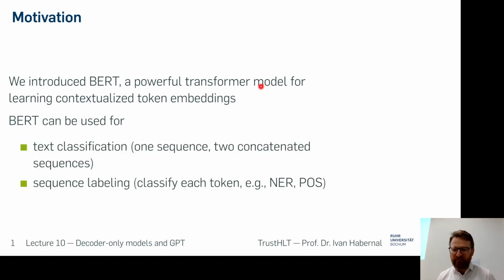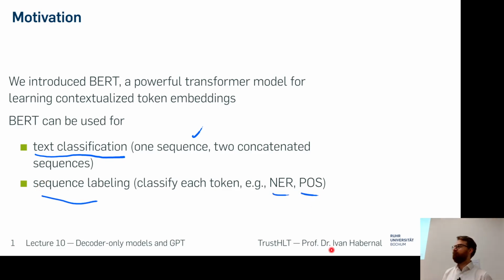So the BERT model can be used for a couple of things. We're talking about text classification. We take a sequence of tokens, text, for example movie reviews for sentiment analysis, and want to classify it into a couple of classes. This is one sequence. Then we use two concatenated sequences with a special separation token in between, for example for NLI, natural language inference. And we also saw that since for each of these tokens we're getting its embeddings, we can do something on the token level. This was the sequence labeling task, such as NER and POS.